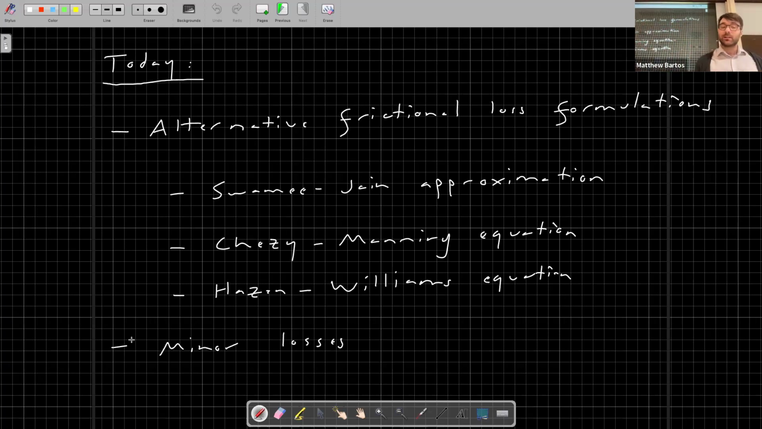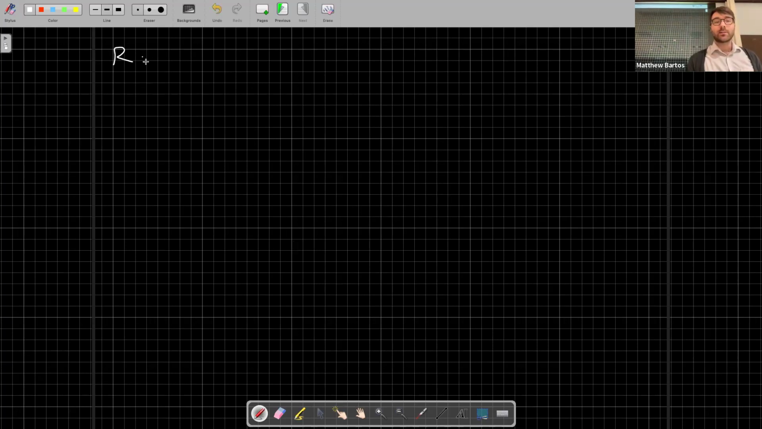And then towards the end of lecture today, I'll start getting into minor losses, which are caused by changes in the geometry and flow paths of flow. This is something you probably covered in fluid mechanics. We're going to review it today, talk about different types of minor losses in pressurized pipe systems. So I quickly want to recap how we derived the Darcy-Weisbach equation.